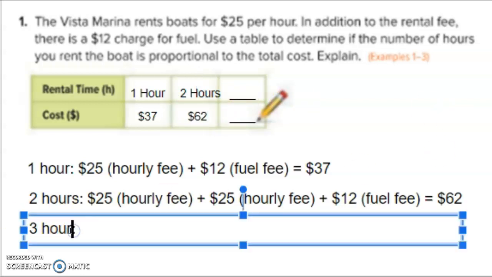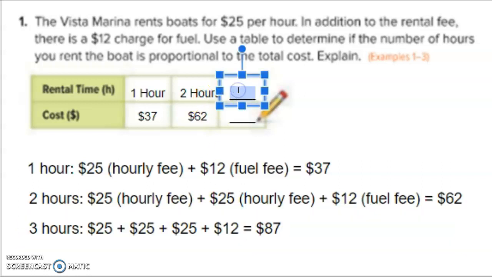And then we'll do it for one more, 3 hours. So I'm going to have my $25 hourly fee. I'm not going to keep writing that because you guys know what that is by now. And I have my $12 fuel fee. So for 3 hours, I have 25 plus 25 plus 25 plus 12. And if you add all of that up, you should get $87. So in my chart, I will have 3 hours. Apparently I made my font too big, and this will be 87.